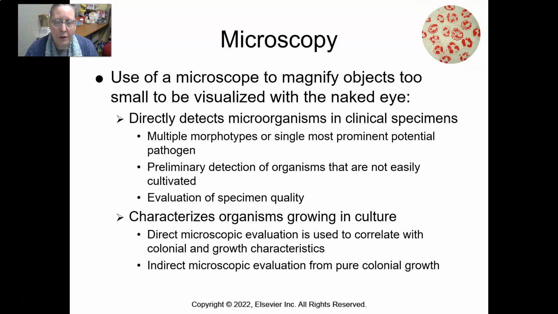And you can also evaluate specimen quality to make sure that the swab was appropriately collected, or the specimen was appropriately collected. And that, for example, if it was a pus specimen, that there are white cells and bacteria and stuff in there. And then you can also use microscopy to characterize organisms that are growing in a culture. So we can get some of the colony or some of the blood from a blood culture, and we can make a slide, and then we can see what organism is growing.